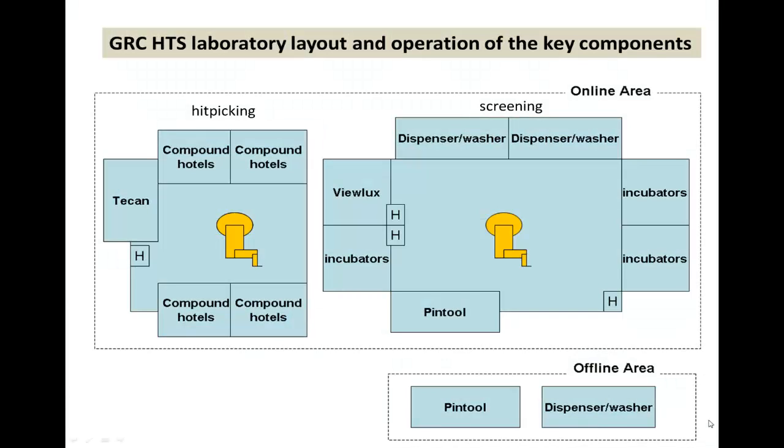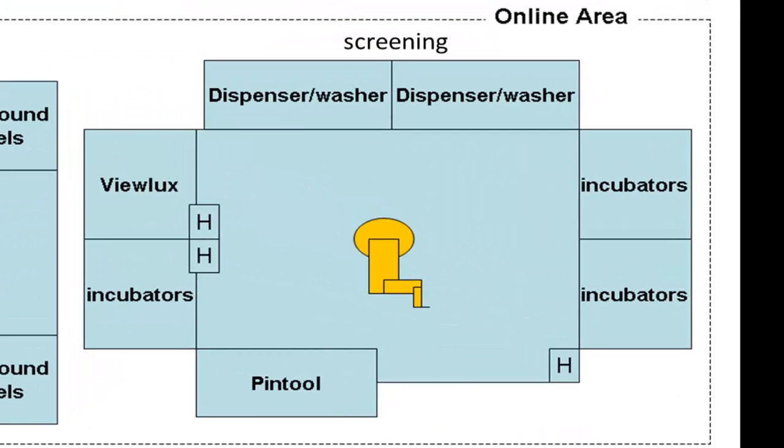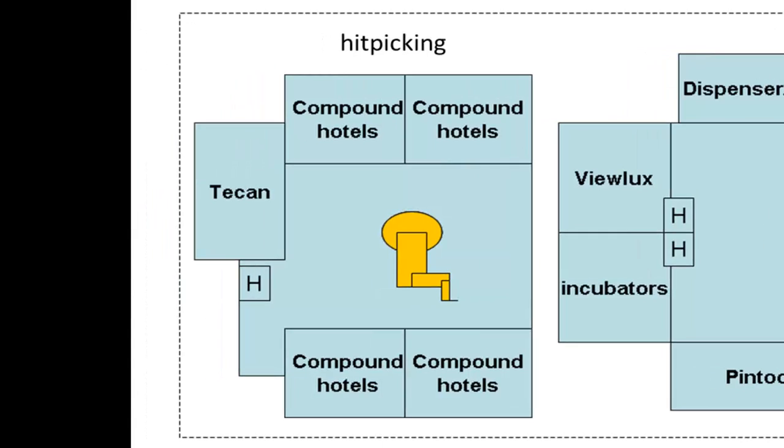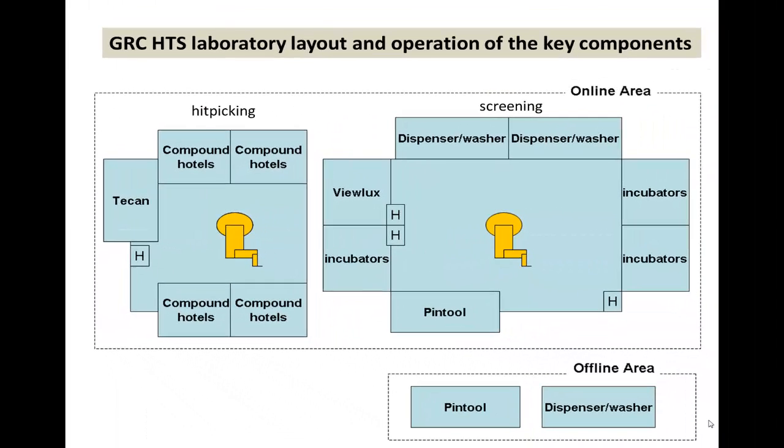Now I shall use this slide to illustrate the major instruments that we use for high throughput screening and the function of each individual instrument in the study. All instruments for high throughput screening are divided into two rooms. The right-hand side is for screening. The left-hand side is another room, for hit picking. Let's start from the right-hand side.